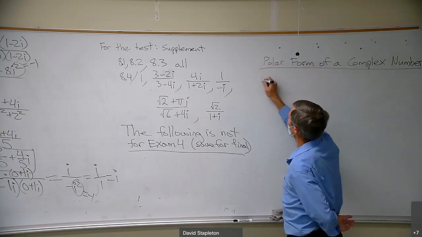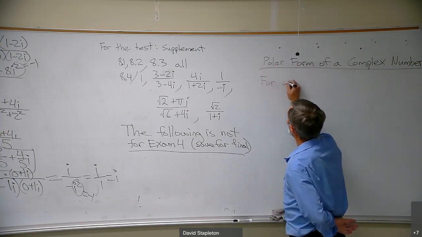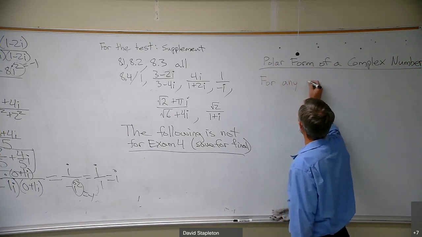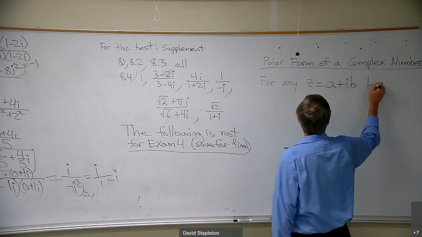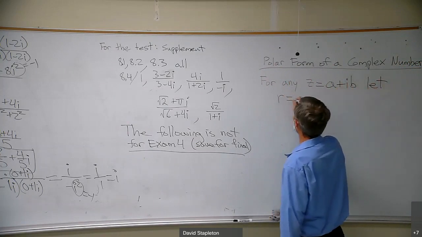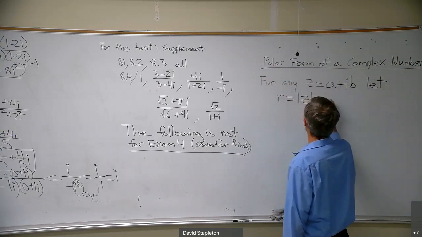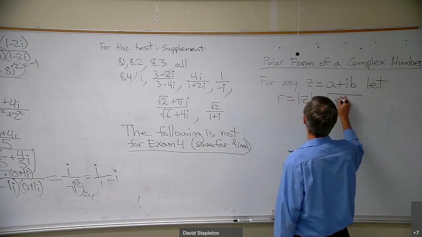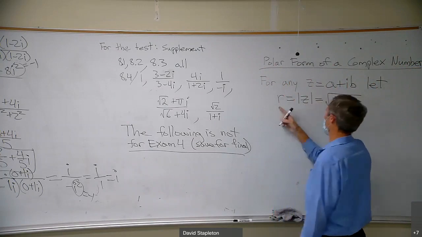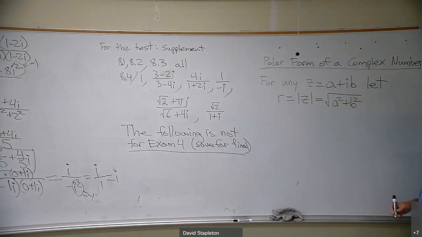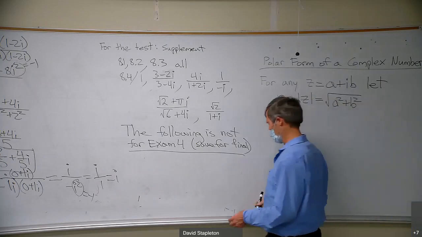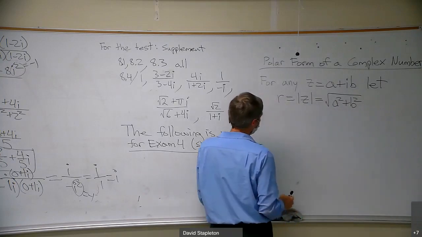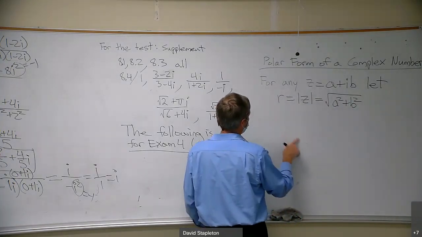For any complex number, z equals a plus ib, right? Let r be the absolute value of z, the square root of a squared plus b squared. We'll just define r to be the absolute value. Remember, that looks like r in polar coordinates, right? It's the distance from the origin, except we'll throw out the negative value too. For the polar form of complex numbers, we'll let r be non-negative.